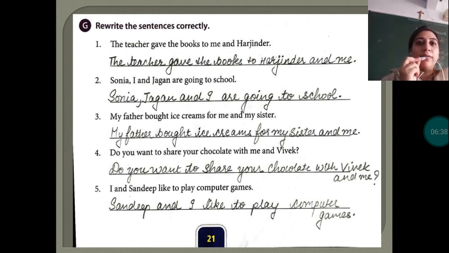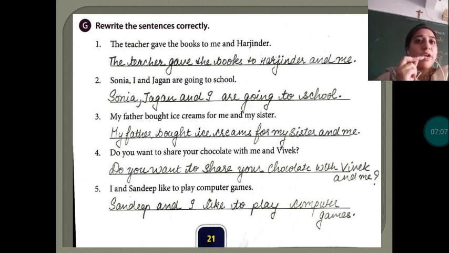Sonia, I and Jagan are going to school. You will use the names first and then I. Sonia, Jagan and I are going to school. This is correct. My father bought ice creams for me and my sister. My father bought ice creams for my sister and me. You will add me at the end.